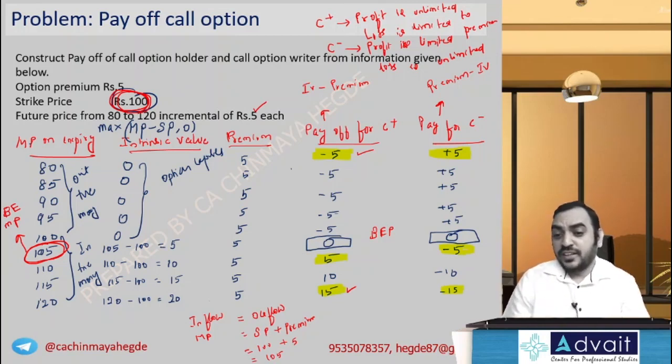Whereas with respect to the writer, it is limited profit but unlimited loss. So you don't want to become a writer. But again, only when there is a holder does a writer come, and only when there is a writer does a holder come. So we need both parties in the market, otherwise a trade cannot happen.